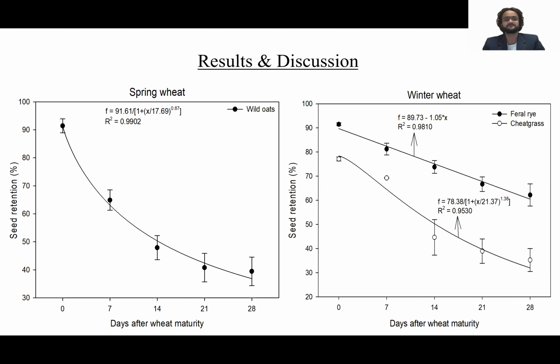In winter wheat, at the time of physiological maturity, feral rye and cheatgrass retained 90% and 75% of seeds respectively. In feral rye, there was not a drastic reduction in seed shattering over time. However, in cheatgrass, seed retention was below 40% at 28 days after physiological maturity.